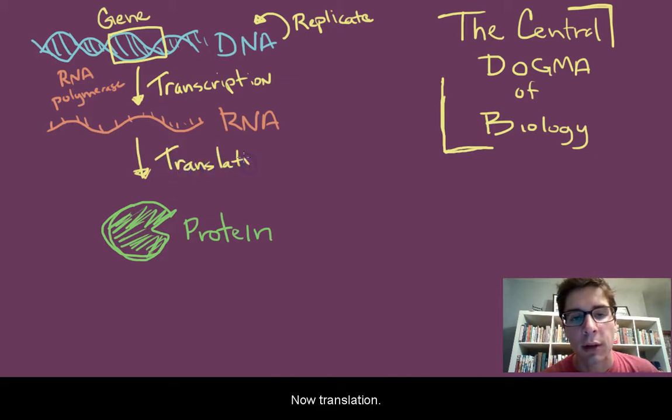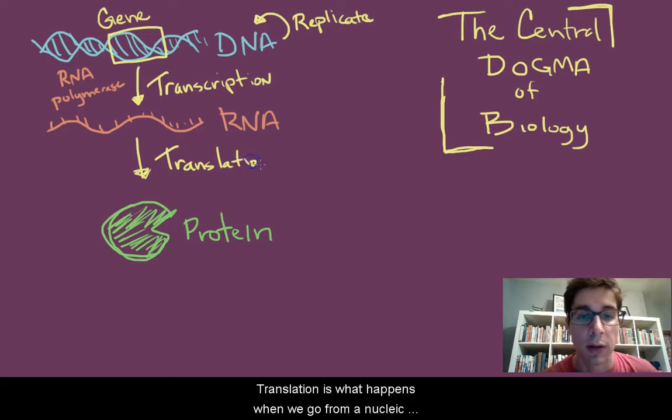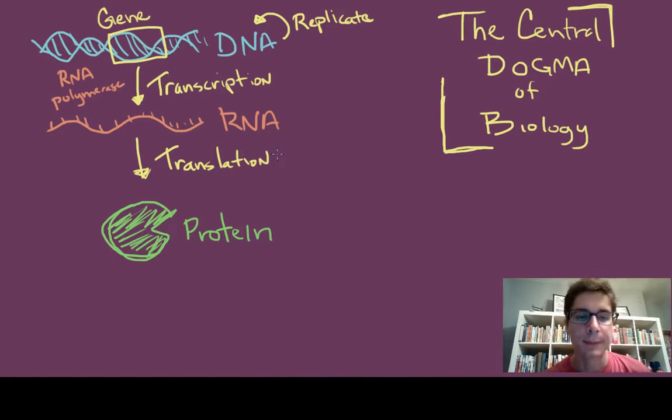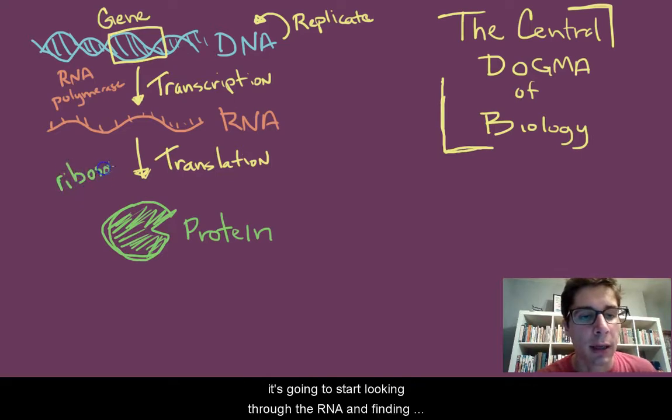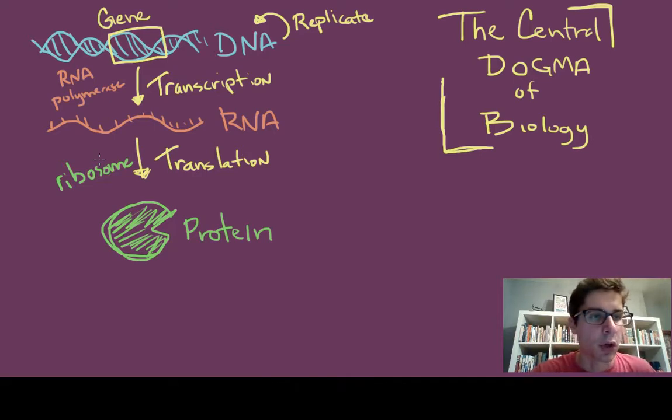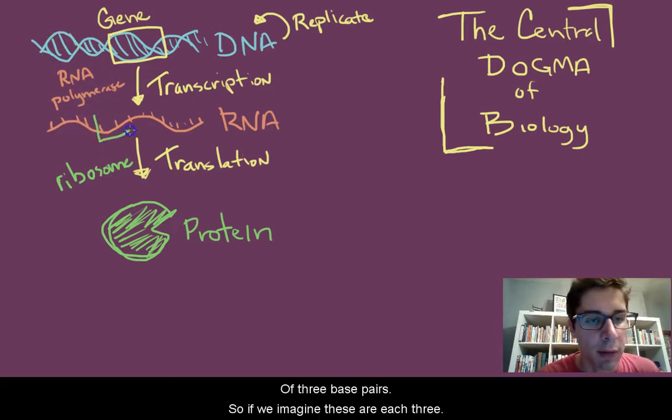Now, translation is what happens when we go from a nucleic acid to a protein, which is made from amino acids. And translation occurs when the ribosome will actually bind to the RNA, and it's going to start looking through the RNA and finding something called codons. So codons are actually sets of three base pairs.